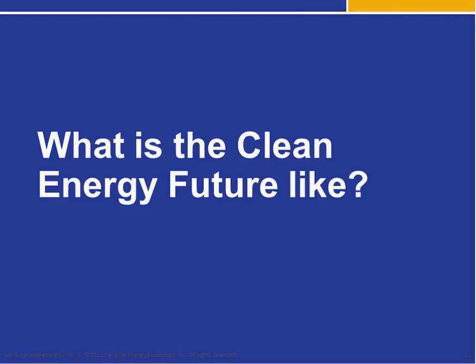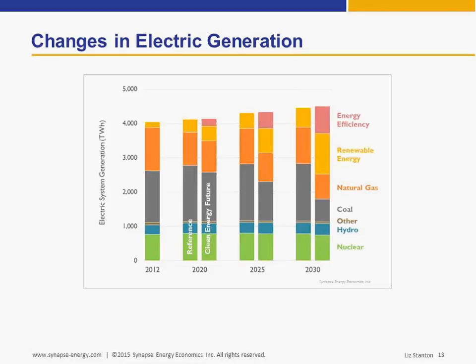What is the clean energy future like? Here are some images to give you an idea of these. Some of these are in the report. I think a couple of them are not. This is looking at generation broken down by resource type. Starting in 2012, that's our base year, same as in the Clean Power Plan, so we use that same base year. And then you see 2020, 2025, and 2030. In the three future years, there are two choices. One is the reference case, one is the clean energy future.